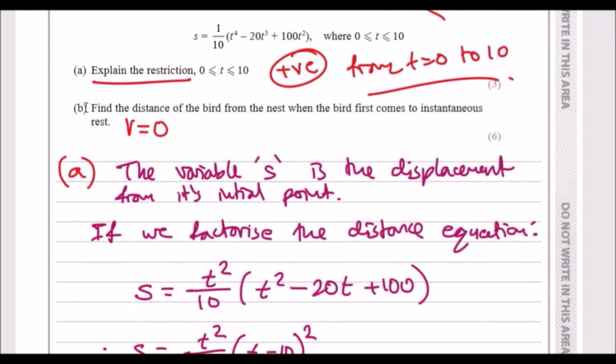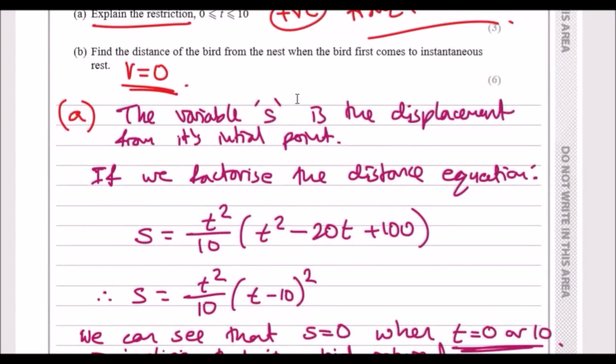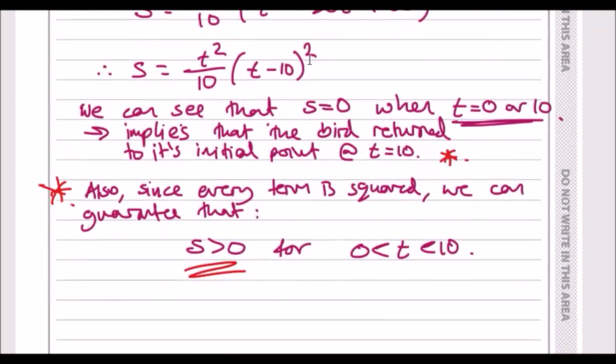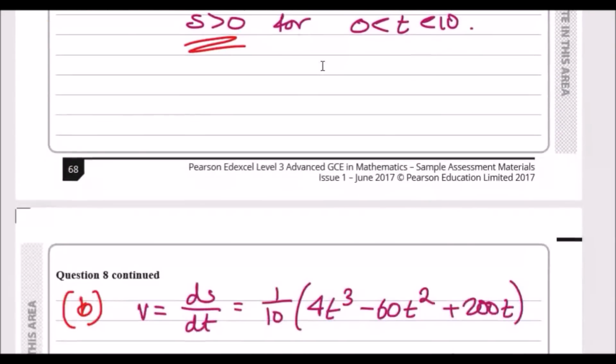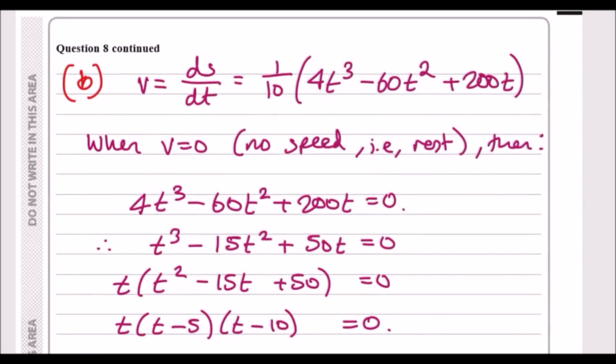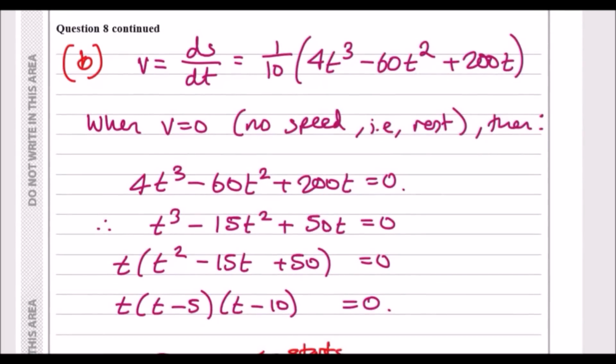All right, so let's look at B now. Let's find the distance of the bird from the nest when the bird first comes to instantaneous rest. Now, be very careful with this. When it says instantaneous rest, this means as soon as the speed hits 0, after it's moved. So we're not talking about the time it did not move in the very beginning, because then that would be no displacement. We're talking about as it traveled at some point in time, it eventually stopped to take probably a break. We want to find that distance from the initial point.